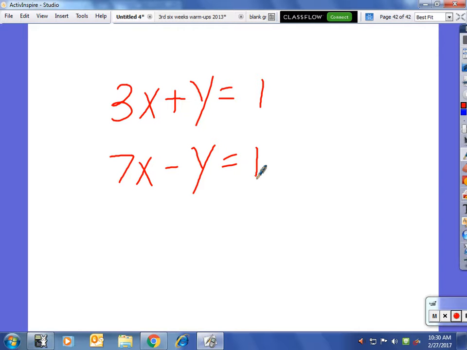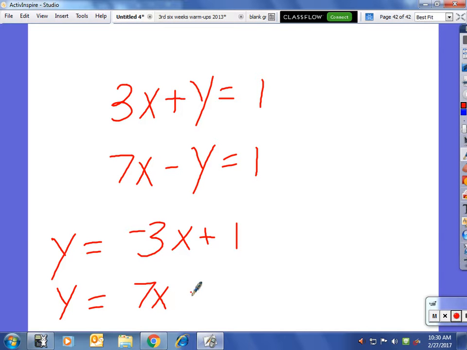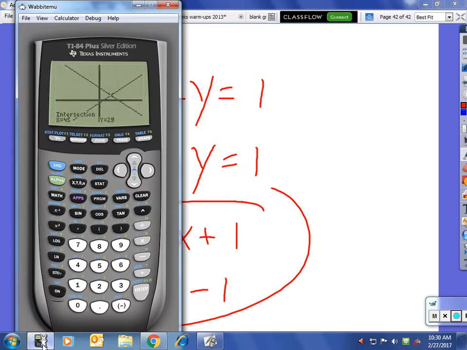All right, get busy. I want you to see what happens here. The reason why I want to do this one, folks, is it's not nice whole numbers. Chris, are you doing this? Do this problem. It's not optional. All right, what's the top equation become? Y equals what? Negative 3x plus 1. What's the bottom one? Y equals 7x minus 1. You have to solve for y correctly.